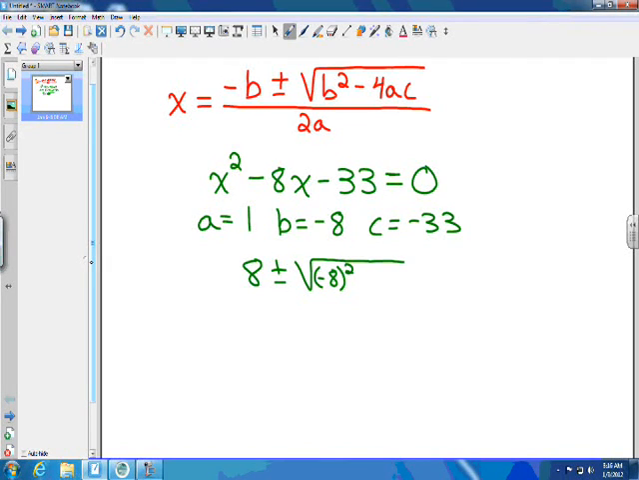So, what is A and C? 1 and negative 33. So you'd have 4 times 1 times negative 33. That's going to give you a negative or a positive number. So multiply negative 4 times 1 times negative 33. We'll do that in the next step. And then 2 times A, and what's A? 2 times 1.